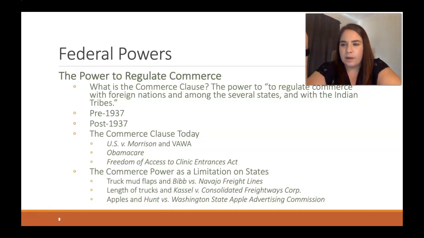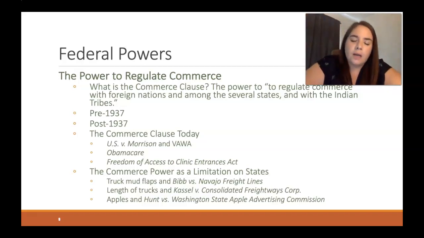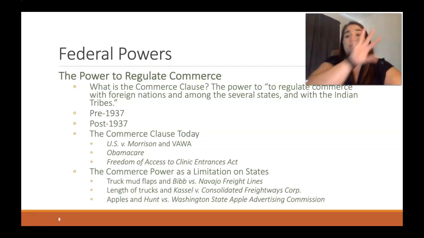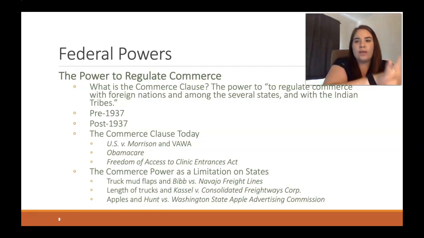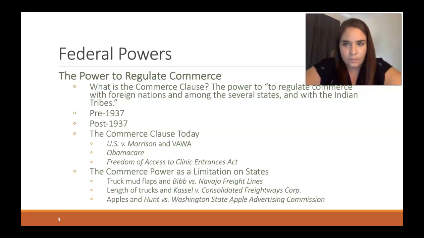Women who are the victims of domestic violence, whose children are the victims of domestic violence, can't meaningfully participate in our economy. Therefore, we have to regulate the cause of that problem so that we can regulate the commerce among the several states. The United States Supreme Court did not buy that. It was a pretty big stretch.